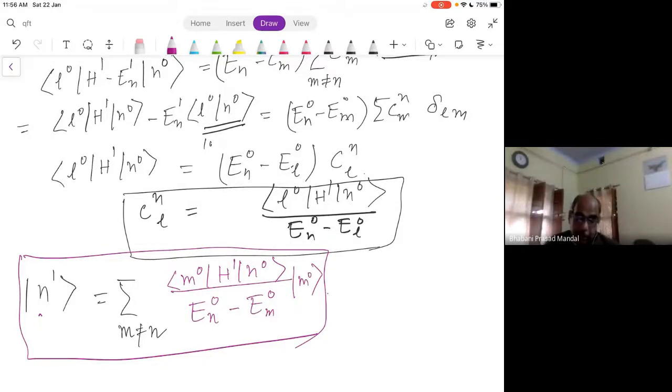So this is the first order correction. Two important formulas for perturbation theory, non-degenerate case: we found the first order correction to the energy level and the first order correction to the wave function. And in the next class, Saturday's class, we'll consider the second order correction, and also we'll consider a few examples to understand this.